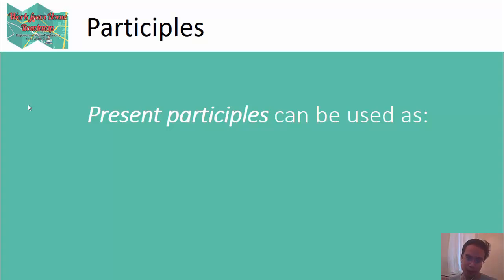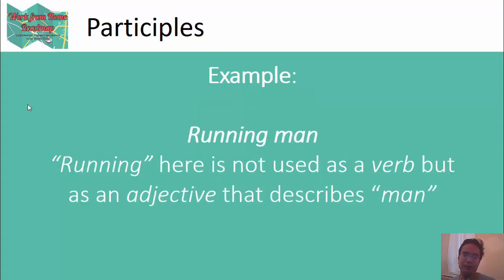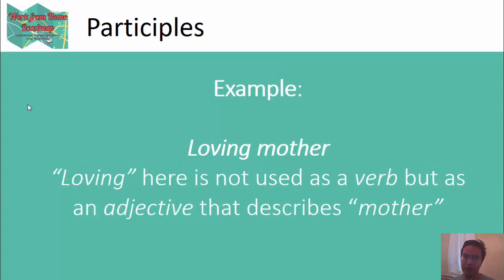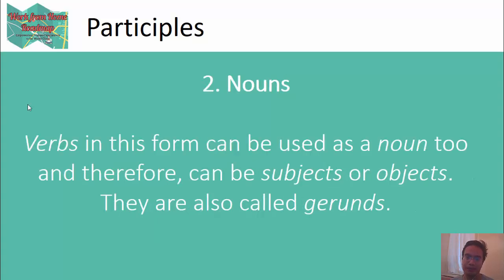Present participles can be used as adjectives. Verbs in this form can be used to describe a noun. For example, running man. Running here is not used as a verb. It does not connote action, but as an adjective that describes man. Another example, loving mother. Loving here is not a verb, it's not an action, but it's an adjective that describes mother. And writing gig. Writing here is not used as a verb, but as an adjective that describes gig.